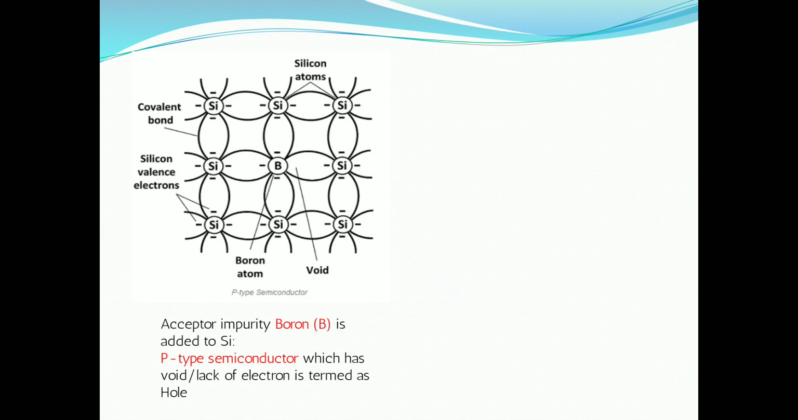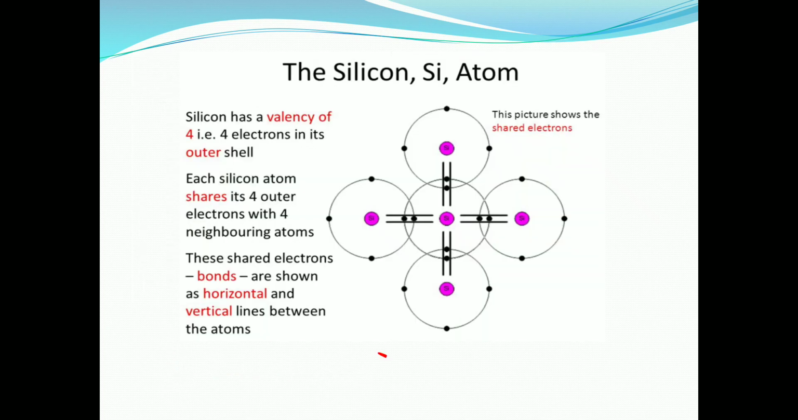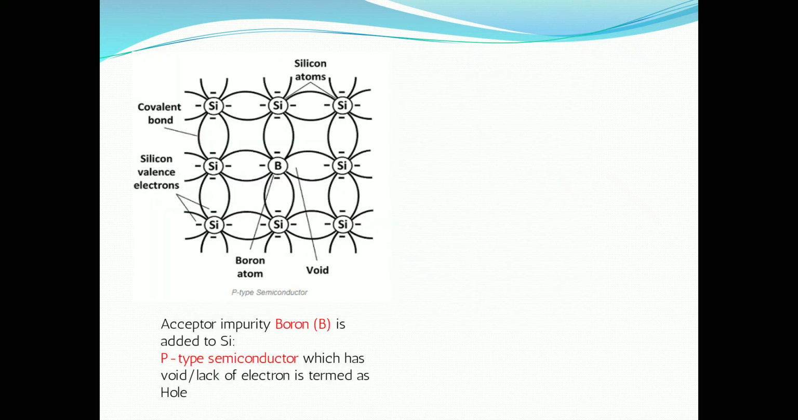Now, this we have seen, this is the intrinsic semiconductor. This is pure semiconductor. There are no impurities added in this pure semiconductor. This is silicon. There are no impurities. Now we are interested to make this semiconductor p-type and n-type.